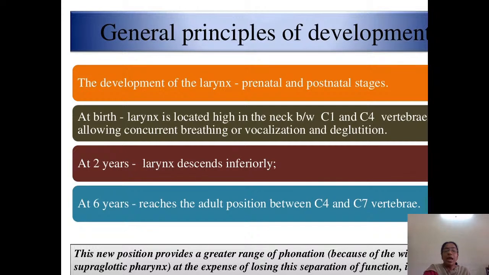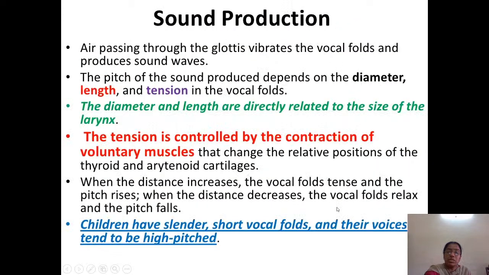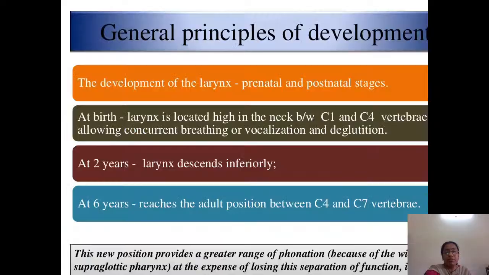At 2 years, the larynx descends. Normally it lies at C1 to C4 vertebrae, but at 2 years the larynx descends inferiorly. At 6 years it reaches the adult position, more or less opposite the C4 to C7 vertebrae.